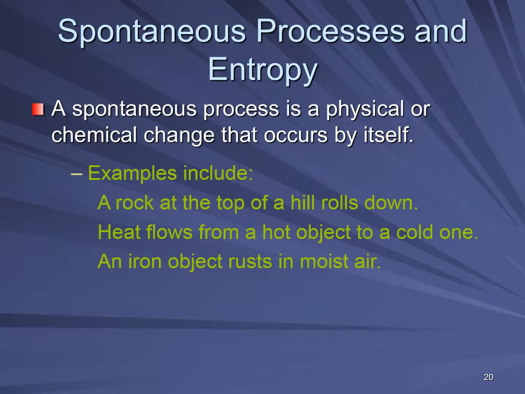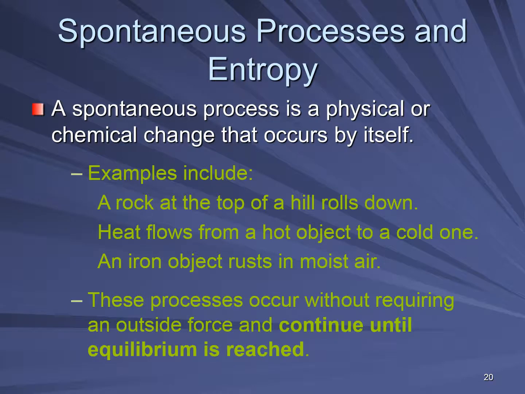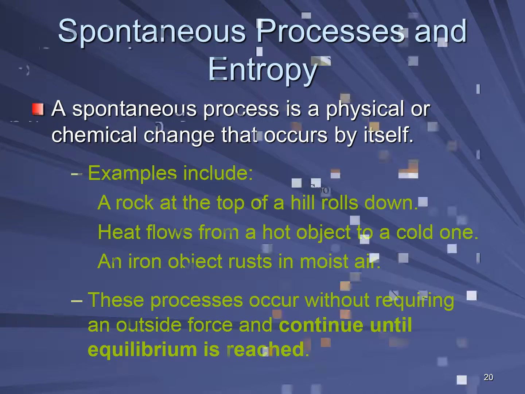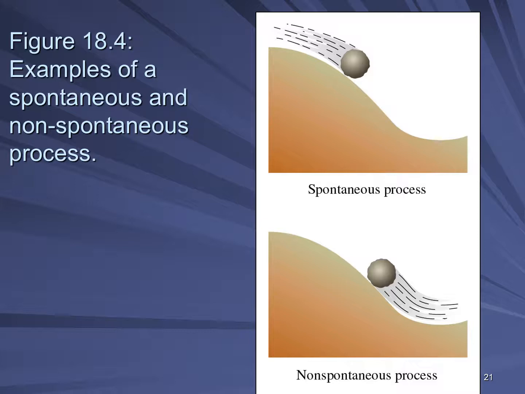Heat will always flow from a hot object to a cold one. That's the spontaneous thing that will happen without intervention. If you have an iron object in moist air, it's going to rust. That's a spontaneous chemical reaction. These processes all occur without requiring an outside force, and they'll continue until equilibrium is reached. So here's an example: a spontaneous process would be the rock coming down the hill. A rock rolling up the hill without help is a non-spontaneous process.